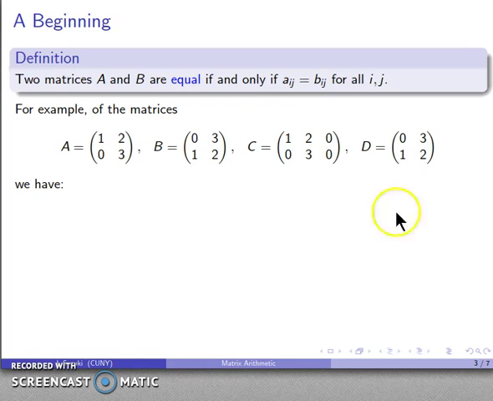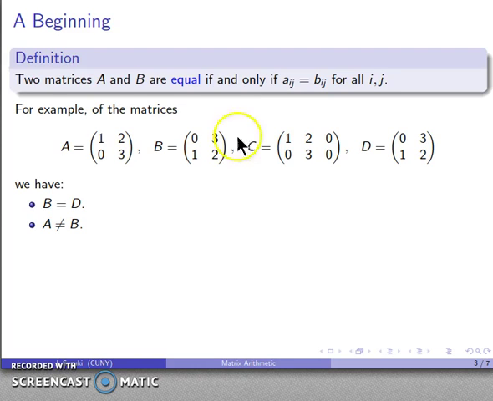So, for example, let's consider a bunch of matrices A, B, C, and D. And let's see, what do we have here? Well, B and D are equal because they are component-wise equal. The 1,1 entry, 0. The 1,1 entry, 0. The row 1, column 2 entry, 3, row 1, column 2 entry, 3, and so on. So B and D are equal matrices.